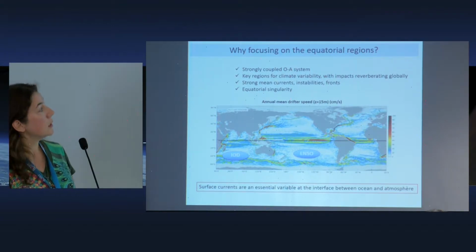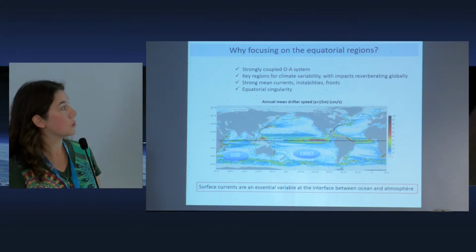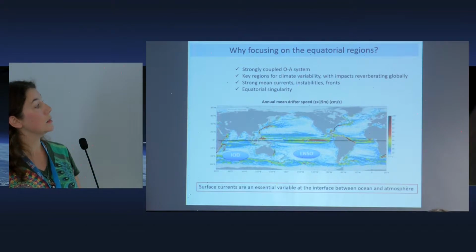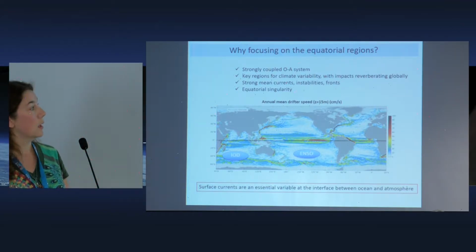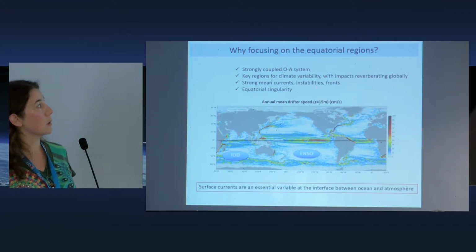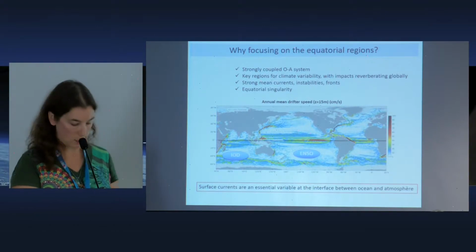Also, as you can see here on this map showing the annual mean drifter speed, these are regions with very strong mean currents, leading to strong instabilities and fronts. And of course, there is the equatorial singularity with specific dynamic.